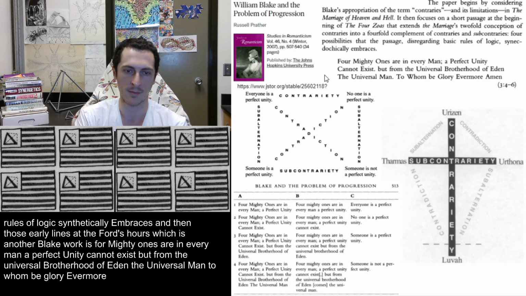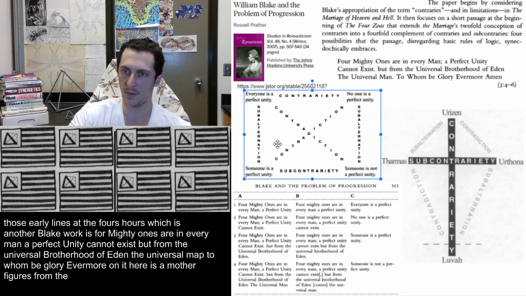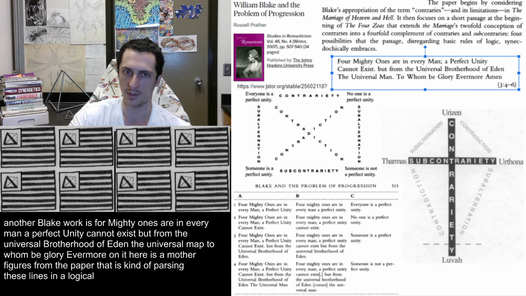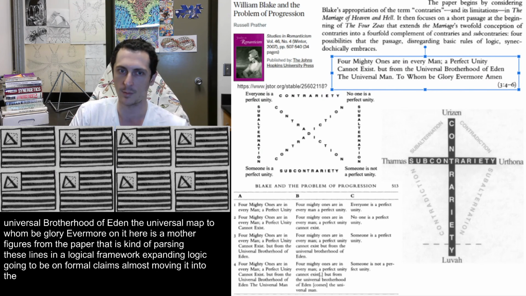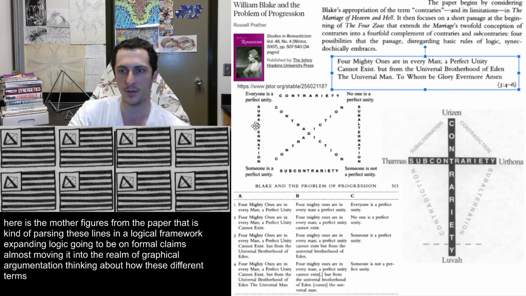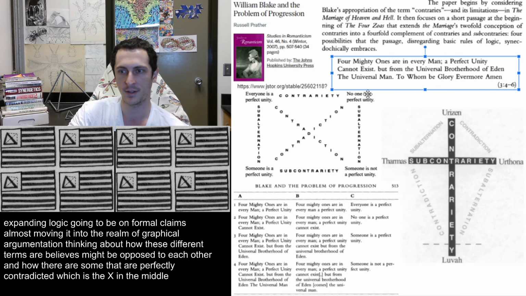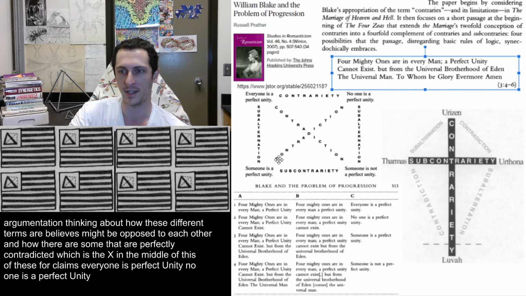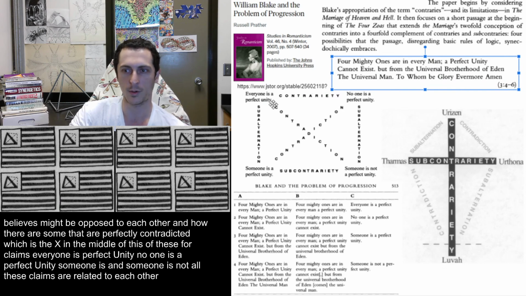glory evermore. Amen. So, here is one of the figures from the paper that is kind of parsing these lines in a logical framework, expanding logic kind of beyond formal claims, almost moving it into the realm of graphical argumentation, thinking about how these different terms or beliefs might be opposed to each other, and how there are some that are perfectly contradicted, which is the X in the middle of these four claims. Everyone is a perfect unity, no one is a perfect unity, someone is and someone is not. All these claims are related to each other, or they're of different types of relations.